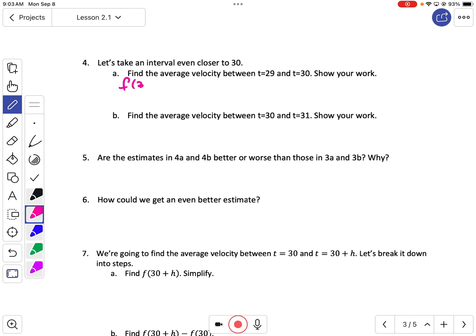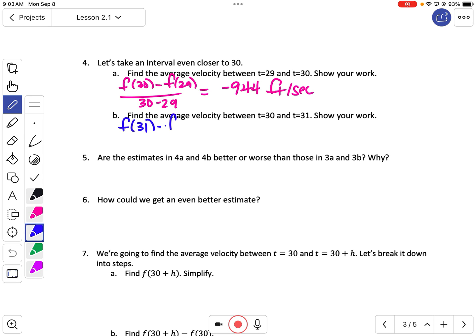So f at 30 minus f at 29 over 30 minus 29. Did you get negative 944? Okay, feet per second. And they say go the opposite direction, so we'll go from 31 to 30. And that gives us negative 976 feet per second.